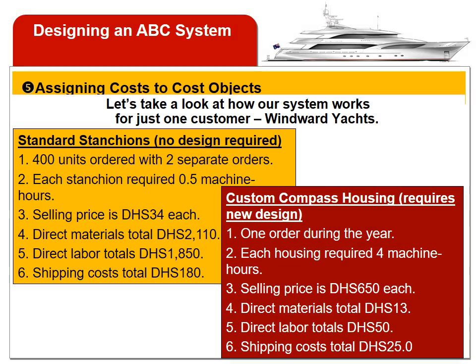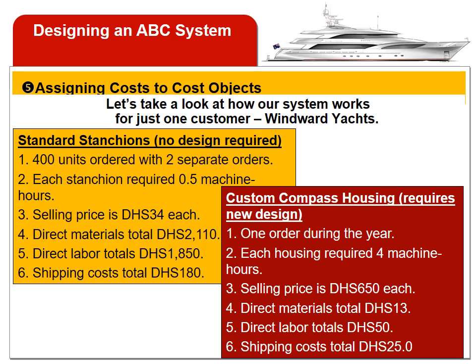For each activity, the amount of activity consumed by the product or customer is multiplied by the activity rate to arrive at the amount of overhead cost applied to the product or customer. For example, let's look at the following data for one Alpha Boat customer that bought 2 products, standard stanchions and custom compass housings. Detailed costs for both products and the number of each product ordered by Windward Yachts are shown on the slide.